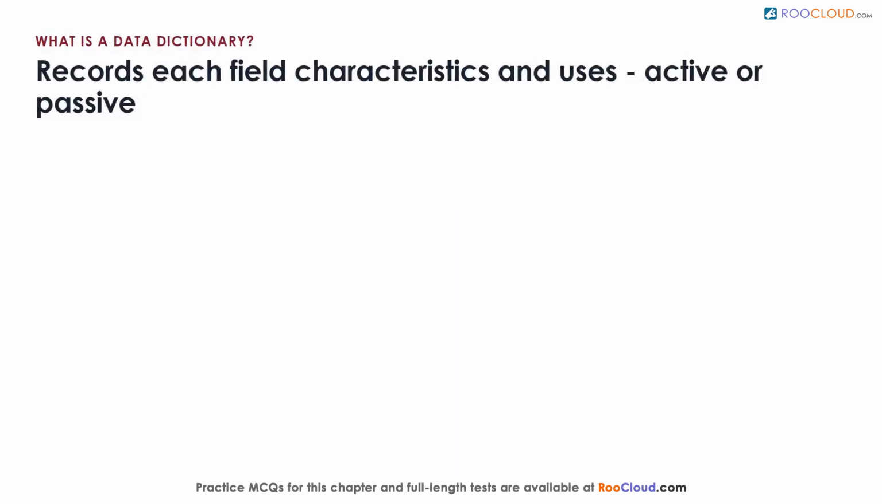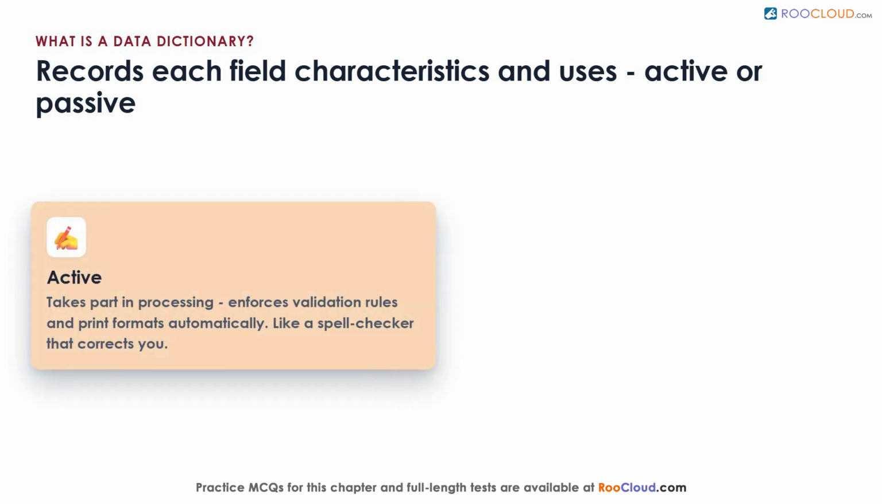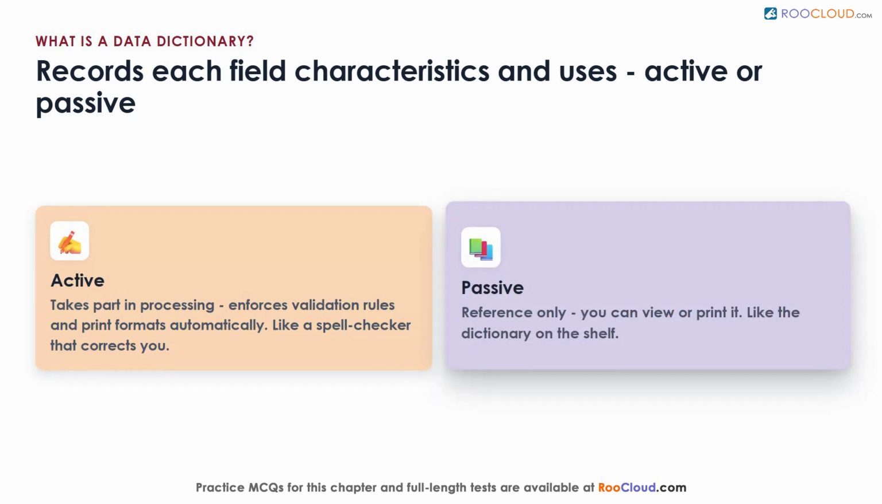How does the system know what its data means? Through a data dictionary. It records each field along with its characteristics and uses. There are two flavors. An active dictionary takes part in processing. It can enforce validation rules or print formats automatically. A passive dictionary is just a reference you can view or print. Think of an active one as a spell checker that actually corrects you. A passive one is just the dictionary on the shelf.